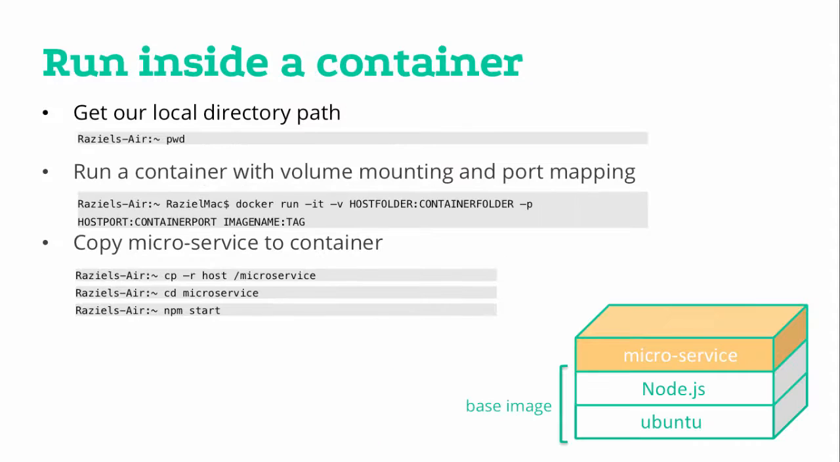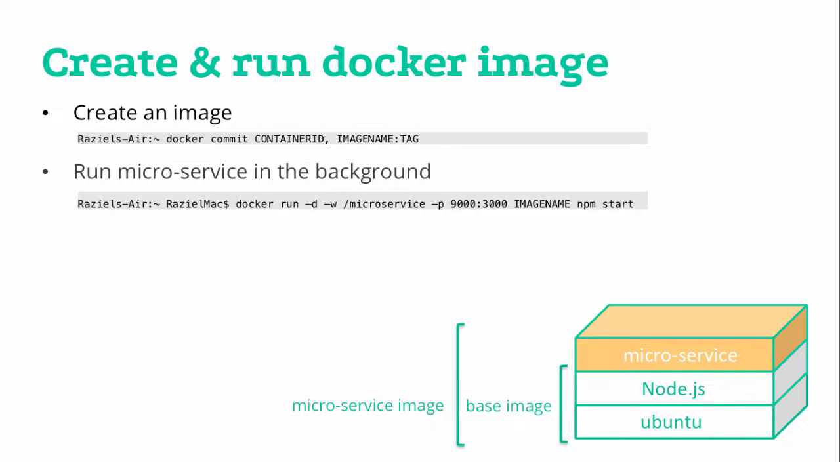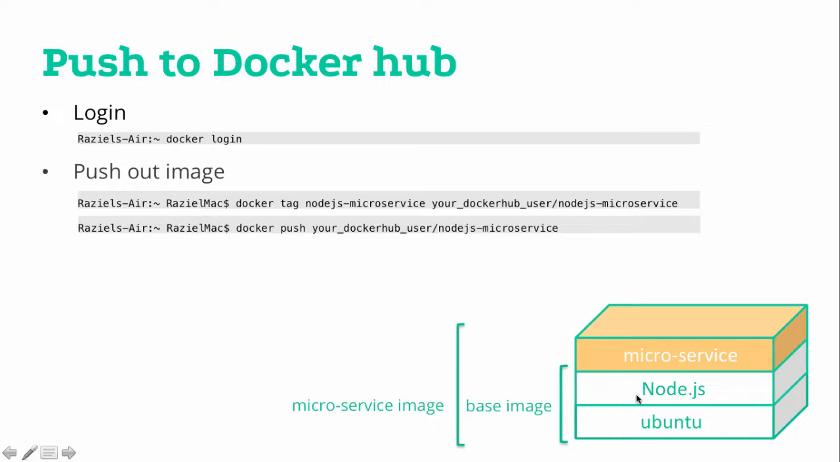Then we created a microservice. Then we copied that microservice inside the container. Then we created a new image that includes all of these layers. The last step will be to publish our Docker image of the microservice into Docker Hub, so it can be easily consumed by everyone who's searching images in Docker Hub.